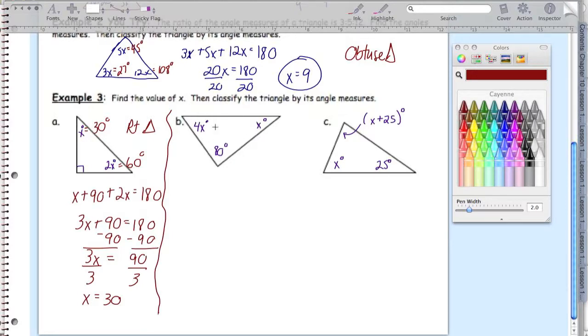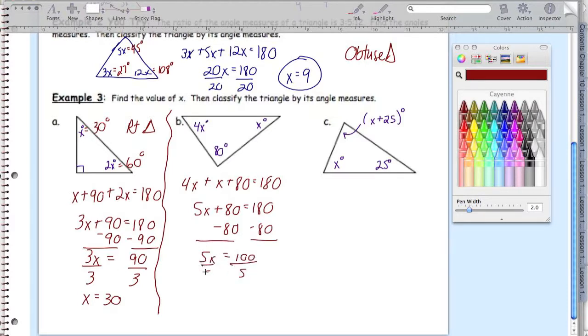Angles are given again, so we know we're going to add them up to equal 180. So 4x plus x plus 80 is equal to 180. 4x and x is 5x. Subtract 80 on both sides. 5x is equal to 100, divide by 5, x equals 20. So x is 20, so we know that this is 20 degrees. That one's given to us as 80, and 4 times x, which is the same as 4 times 20, this is 80 degrees. So we have 80, 80, 20. All of the angles are less than 90 degrees, so this is an acute triangle because we classify it based on its angle measures.